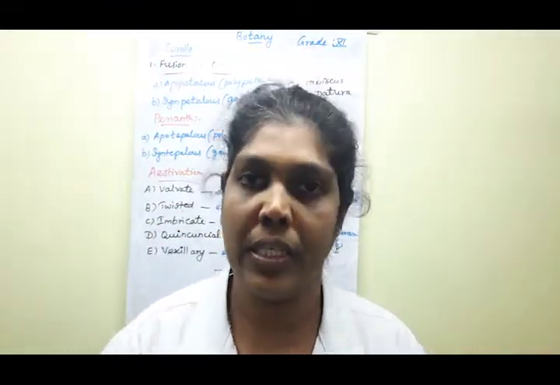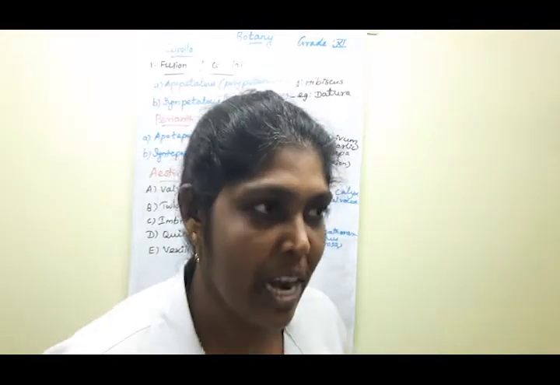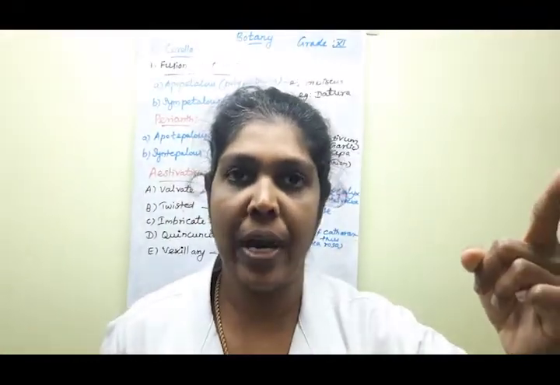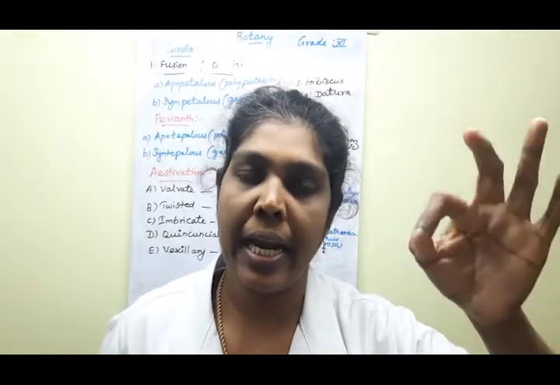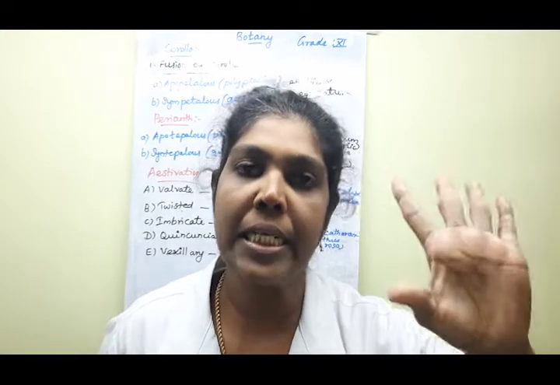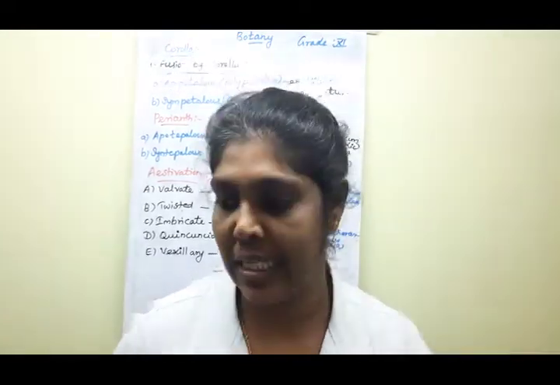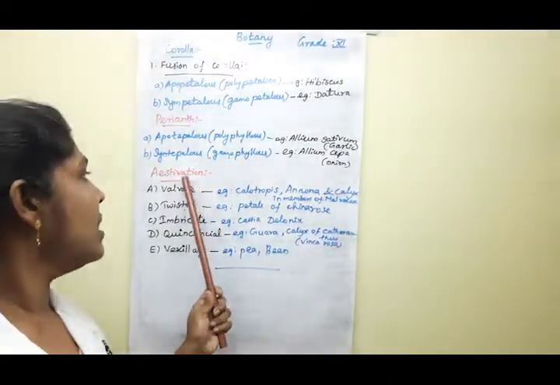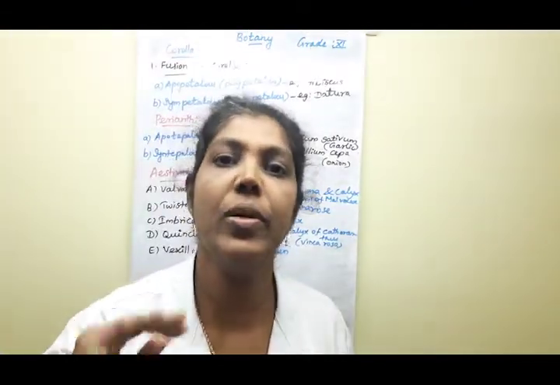That is the term we are studying, estivation. Understood, ma'am? What do you mean by estivation, children? Yes, very good. The arrangement of the sepals or petals in a flower bud condition is known as estivation. Understood, ma'am? Estivation. So this estivation is given in different types.